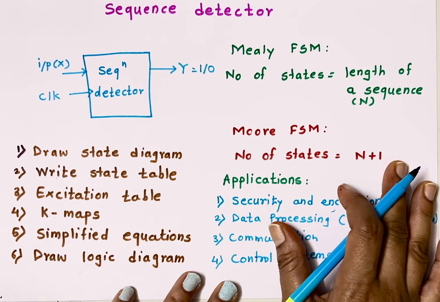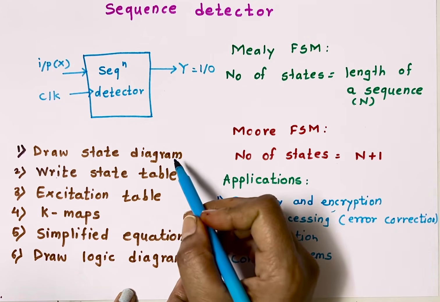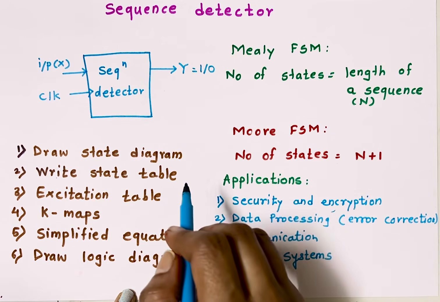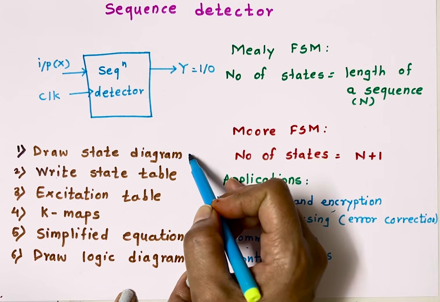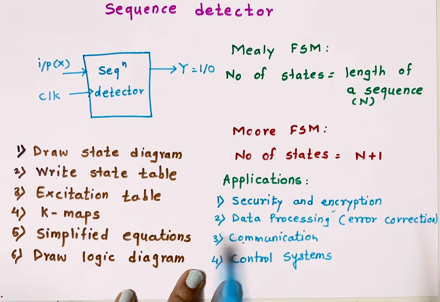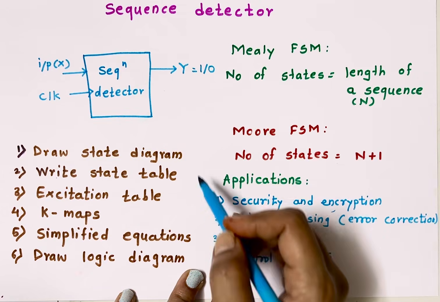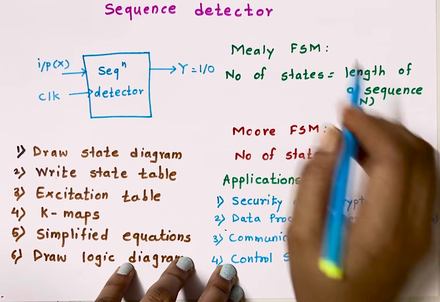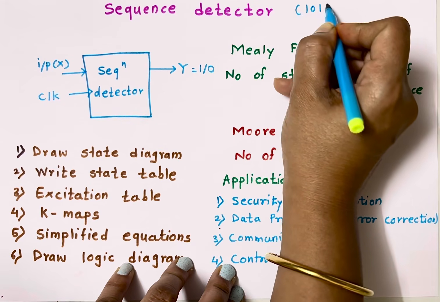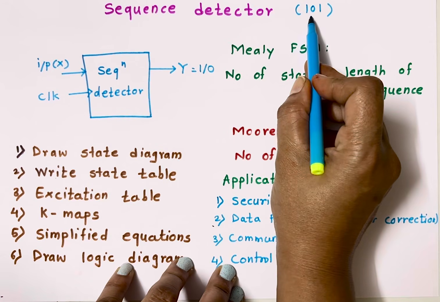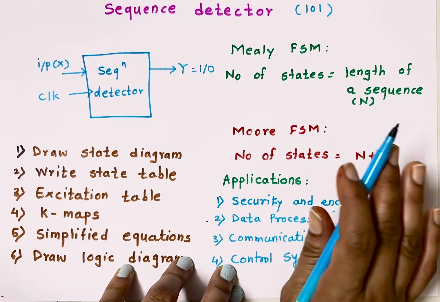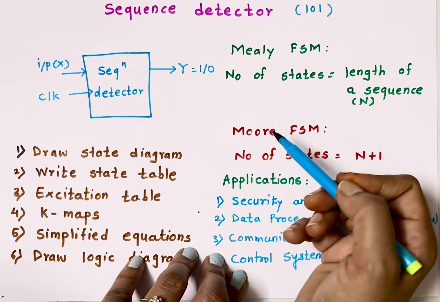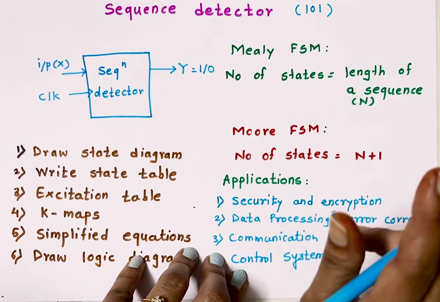This video is not only about how to draw the state diagram using Mealy FSM or Moore FSM. In this video, we will go from the state diagram to the implementation of the sequence detector using flip-flops. Here I'll take a simple example of a 101 sequence detector and implement it using Mealy as well as Moore FSM. I have prepared a separate video for the difference between Mealy and Moore FSM. The link is given in the description box.